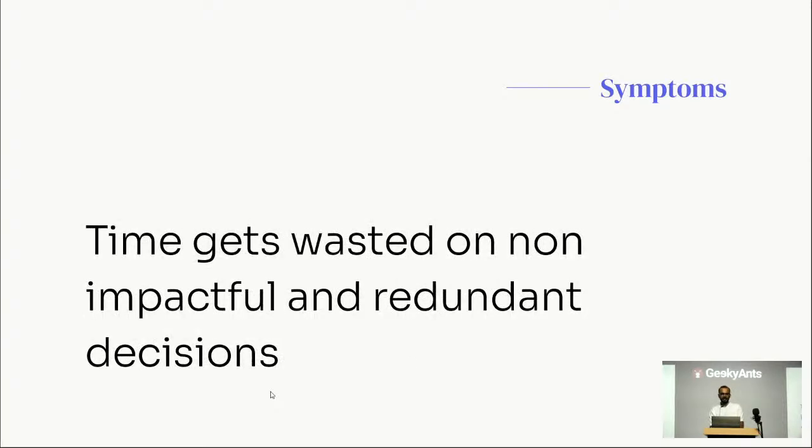Another symptom is the time that gets wasted upon non-impactful and redundant decisions. While designing, most of you designers would have experienced that, rather than addressing the user UX aspect of it, we just start nitpicking the text and the spacing of it. Most of that can be addressed with a design system.